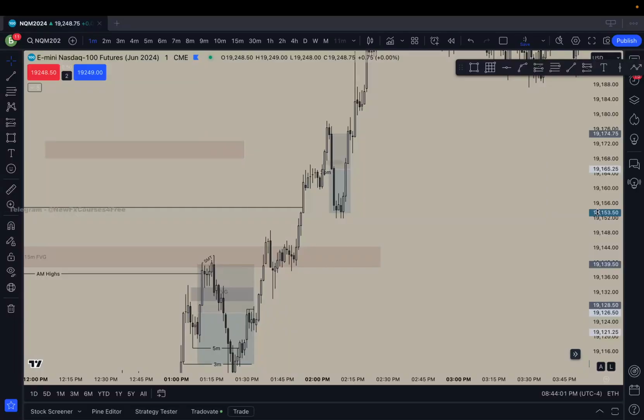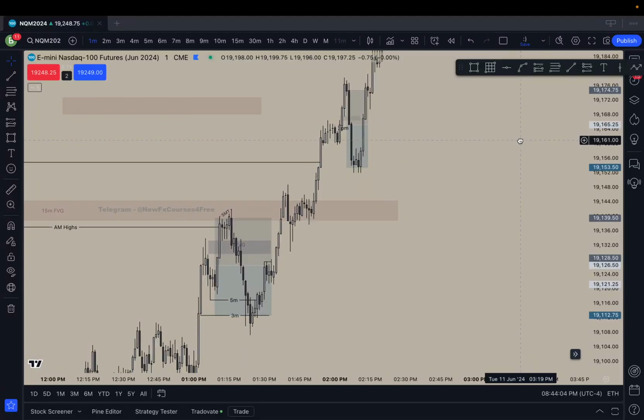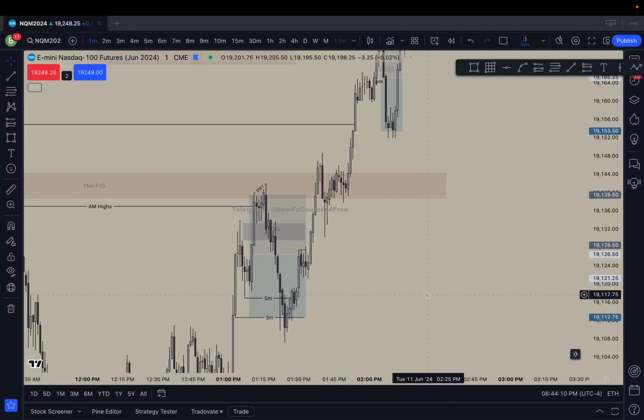A lot of the times you'll see me trading with higher size on days with news, and then lower size on days with no news. So you can do that.